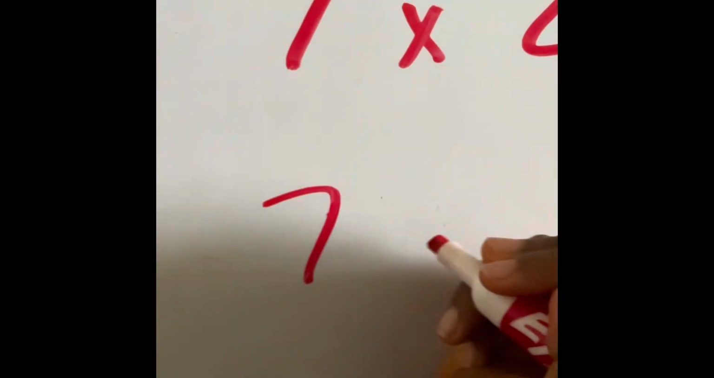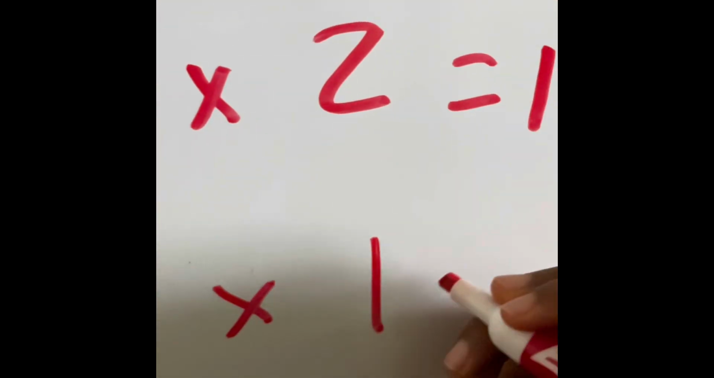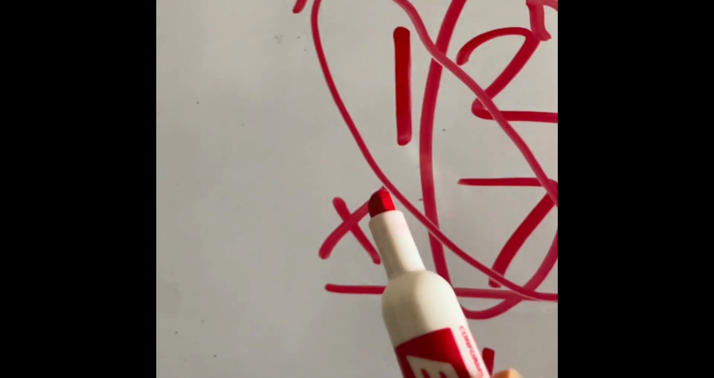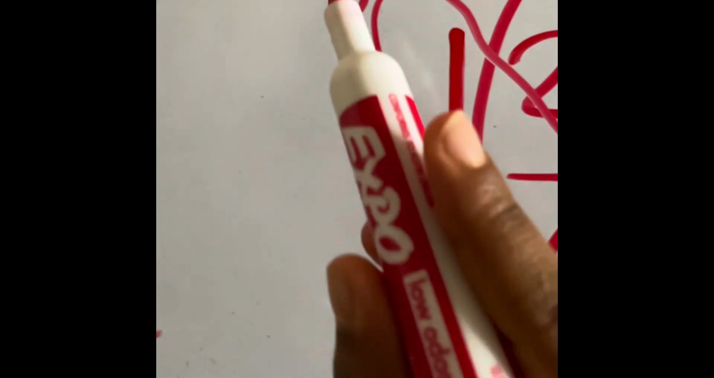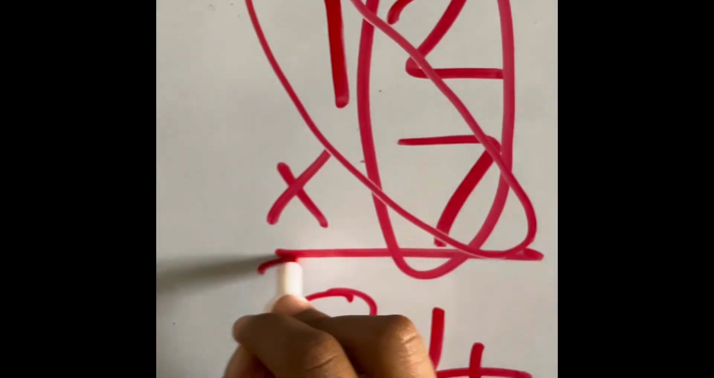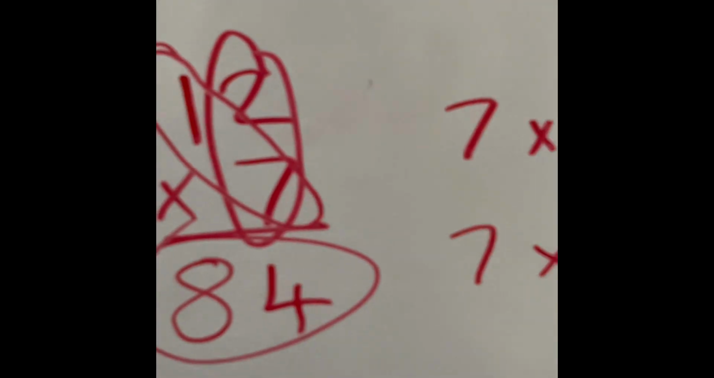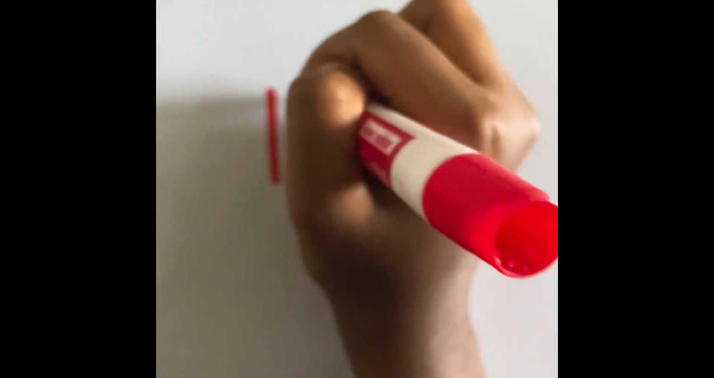So you can write that as an equation if you aren't sure, and then since you carry the 1, you add 1 to 7, which is 8. So the answer is 84. So 12 times 7 is 84.